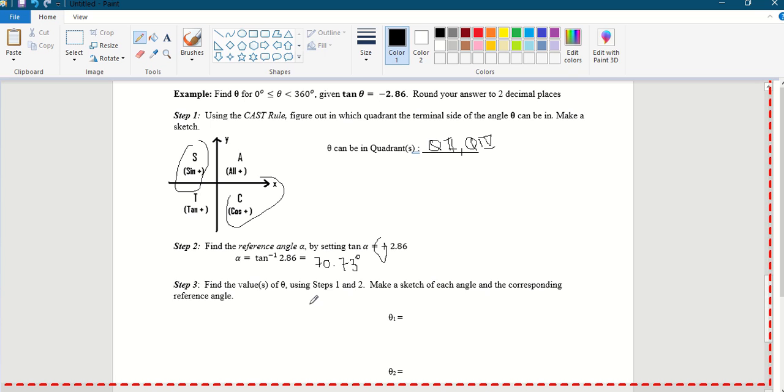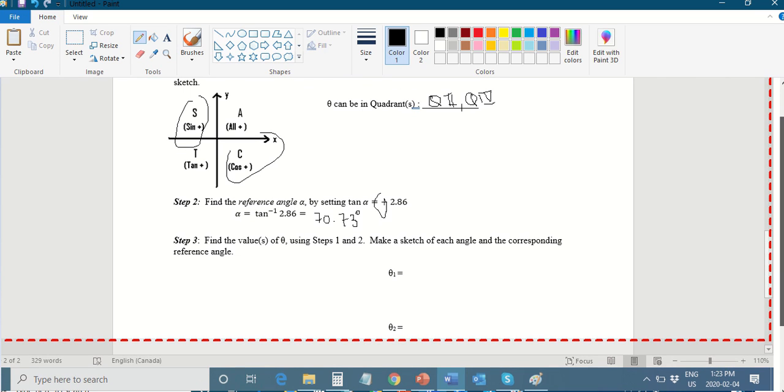Now once we have alpha, in the last step we find theta. And how do we find theta? Depending on which quadrants, we call it theta 1 and theta 2, for example. In quadrant 2, I can call it theta 2 or whatever name you want to give it. Theta in quadrant 2 will be 180 subtract alpha, and theta in quadrant 4 will be 360 subtract alpha. It doesn't matter if you want to call it theta 2 and theta 4 or theta 1 and theta 2.